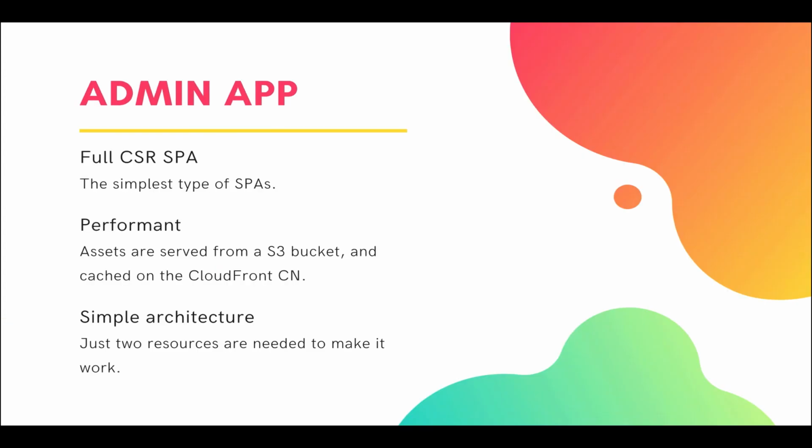So if we were to summarize this approach, we could say that for the admin app, we are using a simple full client-side rendering single-page application, which is the simplest type of all SPAs. And this approach is definitely performant because there is no backend processing. We are simply serving assets to the user. And having a cache in front of the app actually makes things a lot faster. And finally, we've also seen that, in order to accomplish this, we have a very simple architecture consisting of just two resources, and it all works.